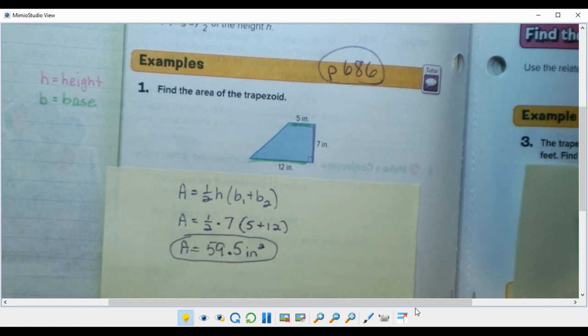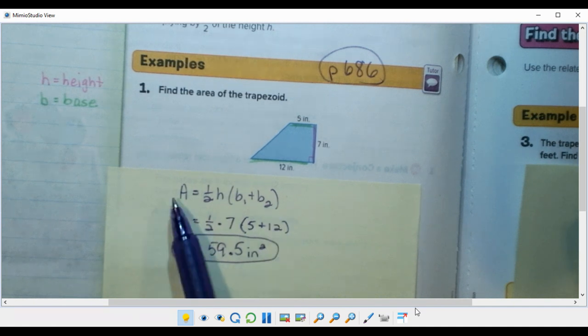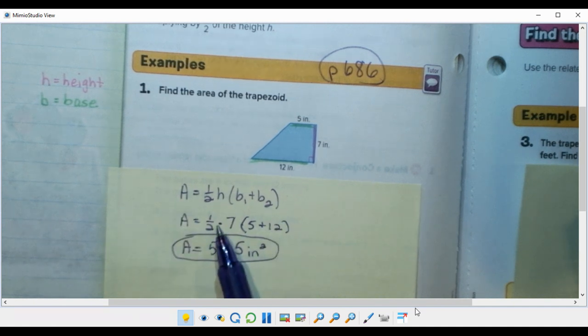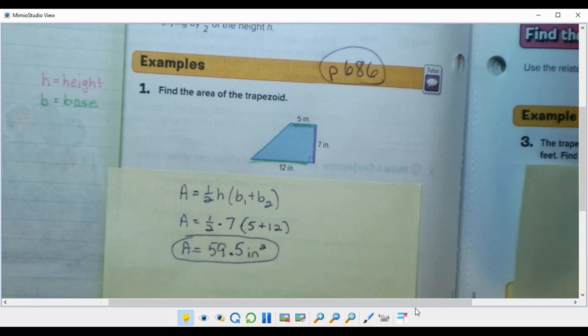So that's it. As long as you know what the height is and what the bases are, you know your formula, you just replace what you can, substitute, and then multiply it. Well, add, then multiply it, and that'll give you your answer.